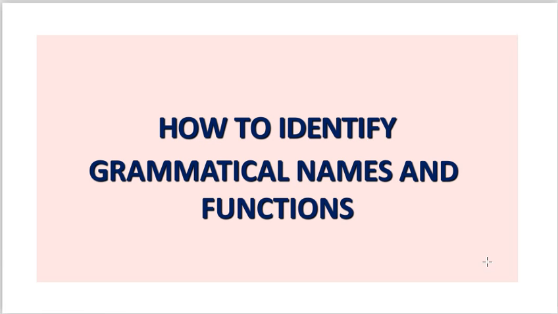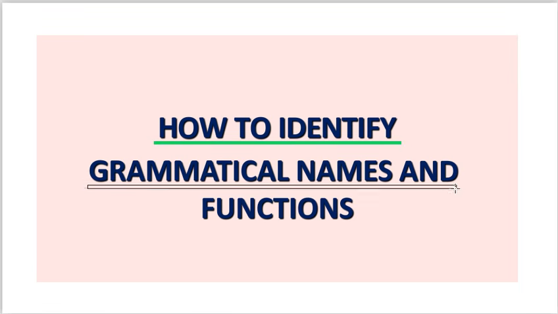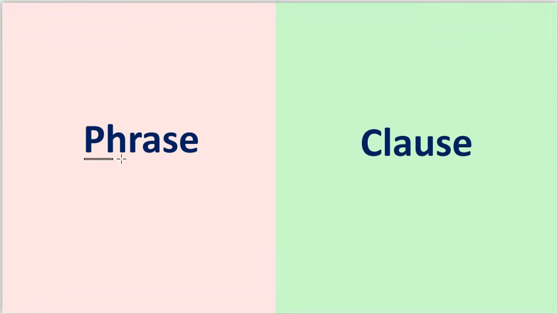In this video, we want to talk about how to identify grammatical names and functions in WAEC and NECO English language examinations. Most questions on grammatical names and functions in WAEC and NECO examinations are usually within the levels of phrase and clause in the grammar rank scale. This is why we must have adequate knowledge of phrases and clauses in order to answer this type of questions correctly. For the sake of clarity and better understanding, I'm going to be treating phrase and clause simultaneously.